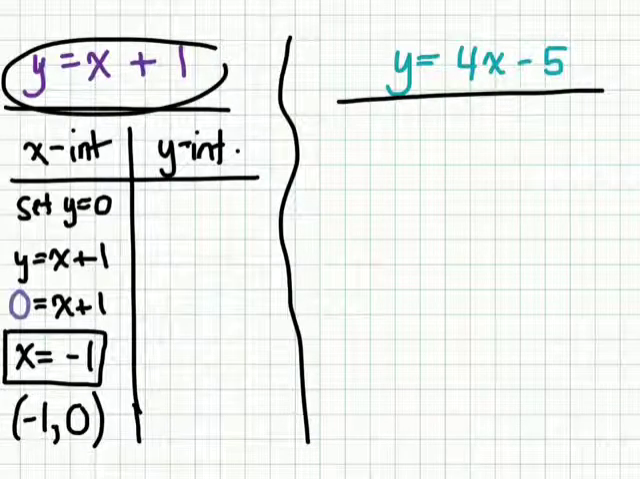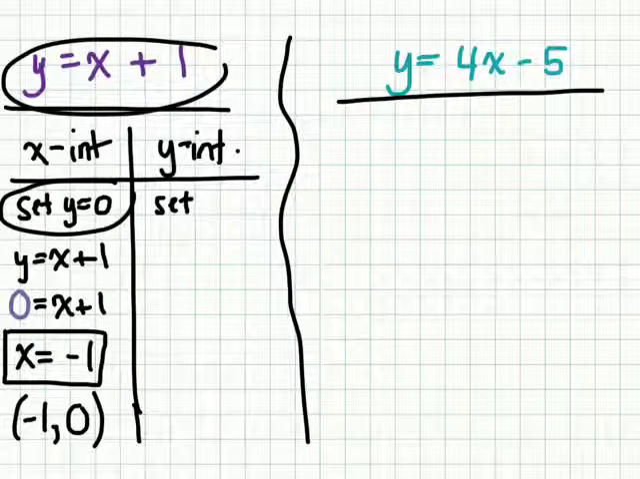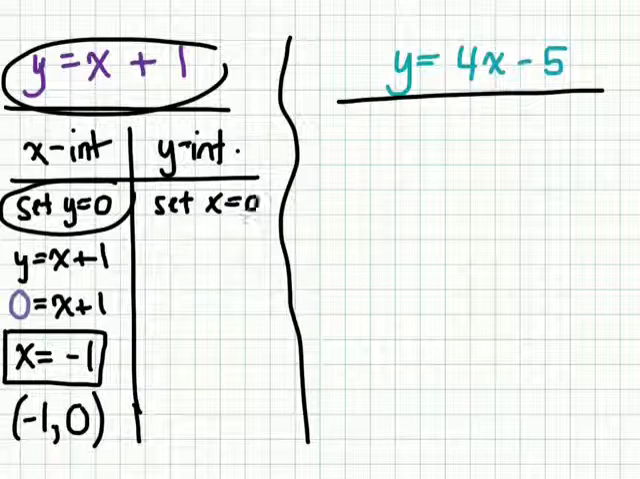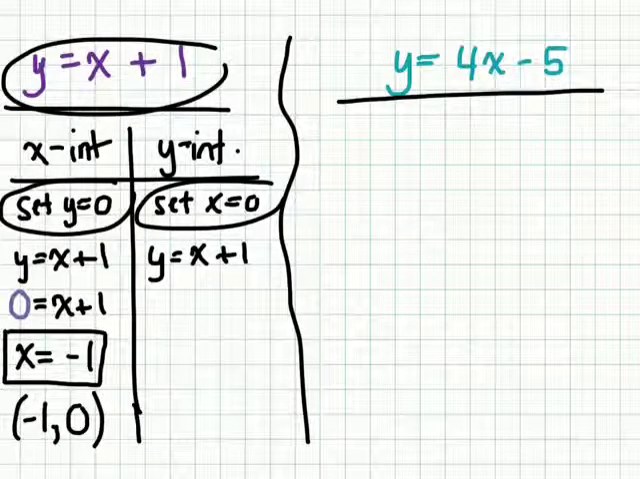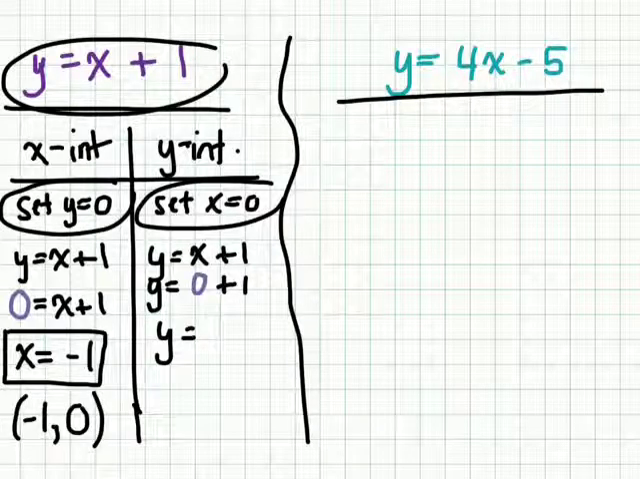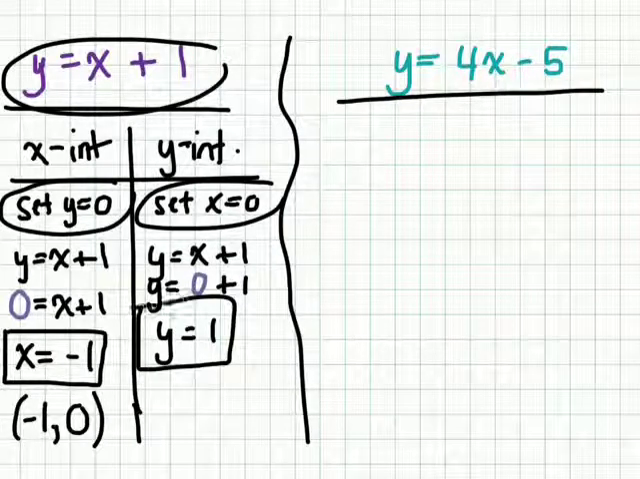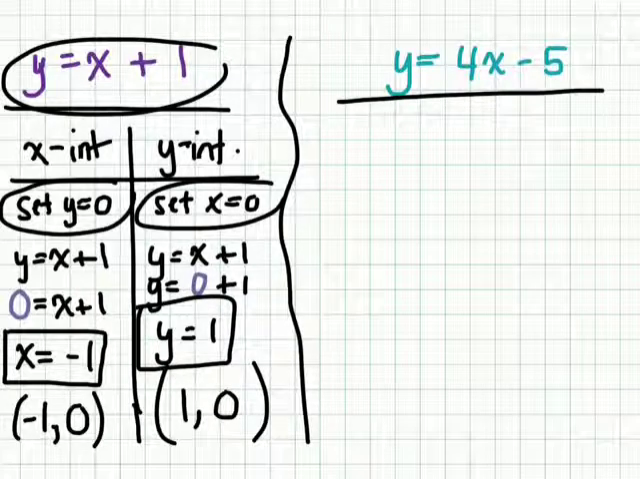Okay? How do we find a Y-intercept? Set what equal to 0? Good. Set X equal to 0. So again, using the equation, Y equals X plus 1, I'm replacing X this time with 0. So Y equals 0 plus 1. Y equals 1. Okay? So I know that the first line is going to intercept at (-1, 0) and (0, 1).